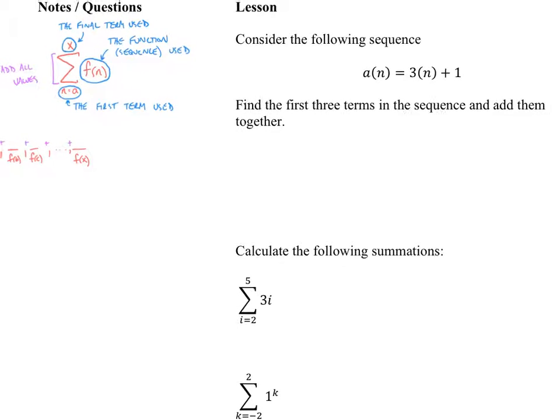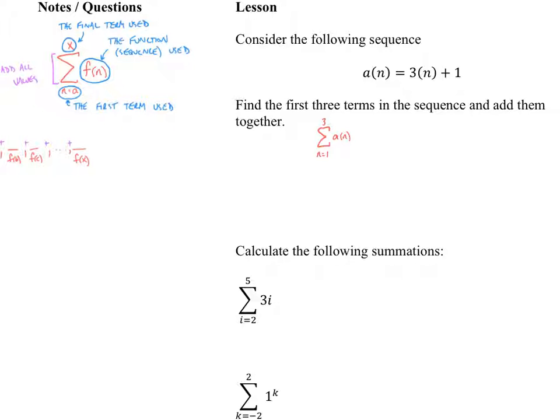Consider the following sequence. a of n, there's our sequence, equals 3 times n plus 1. Okay, so we have to find the first three terms in the sequence and then add them all together. So what is this going to look like if we write it in summation notation? Well, here is our sigma. We've got our function a of n here. It's telling us to find the first three terms. So we're going to start with n equals 1, and then we're going to finish when n equals 3. So that's going to be the last term we plug in.